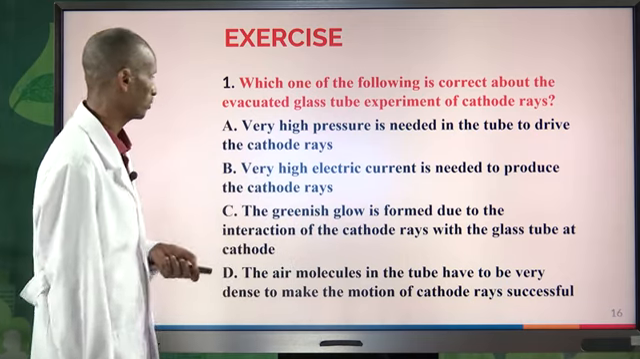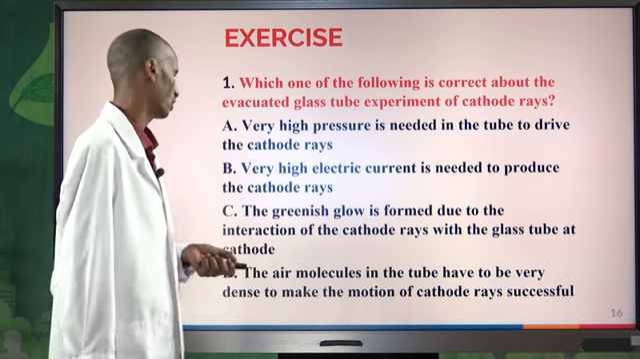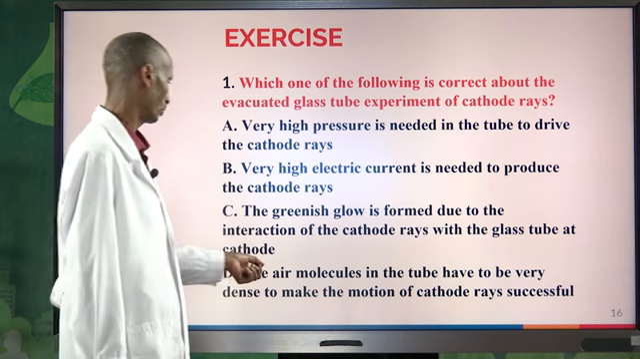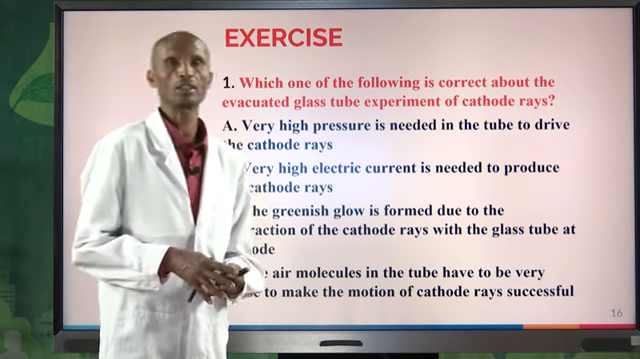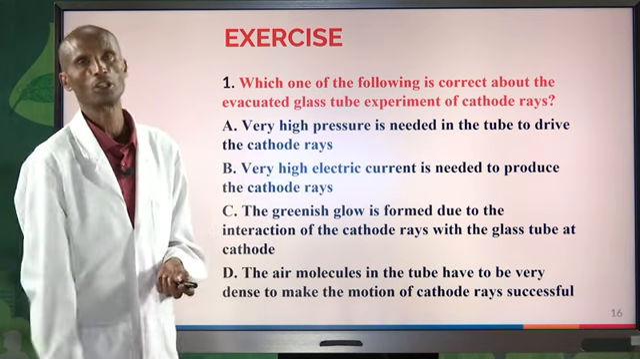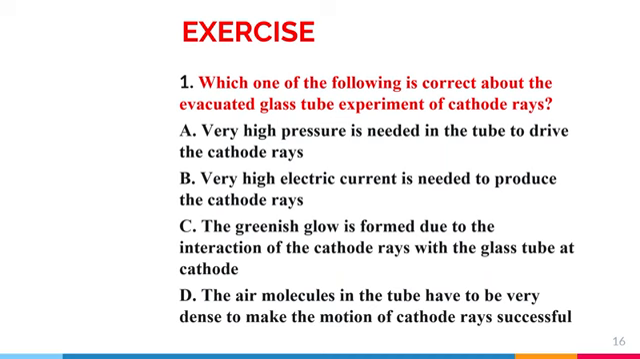D. The air molecules in the tube have to be very dense to make the motion of cathode rays successful. This is completely incorrect because the tube is partially evacuated. That means a small amount of gas molecules exists there. So the correct answer is B.